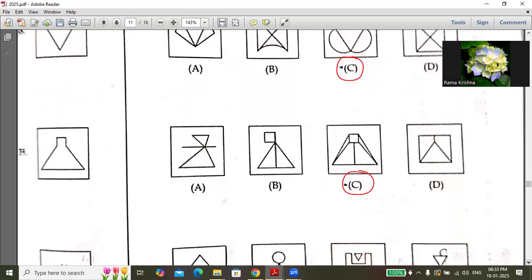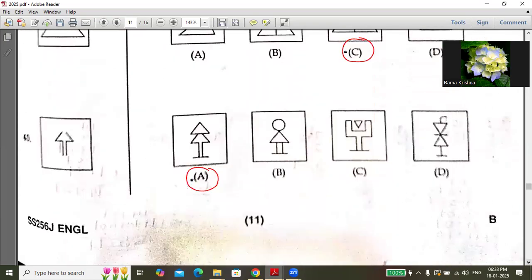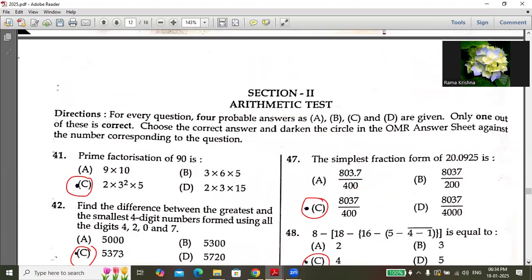For 39, you can see C is the correct answer. And for the 40th question, you can see the answer here. So A is the correct answer. With this, mental ability ends, very simple. Okay. Next, we'll go to the important math.